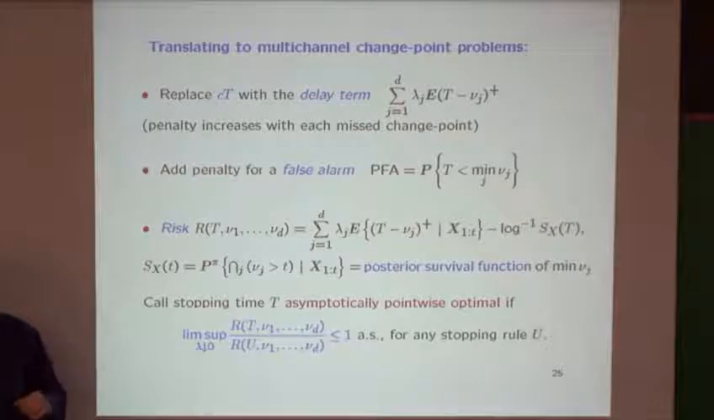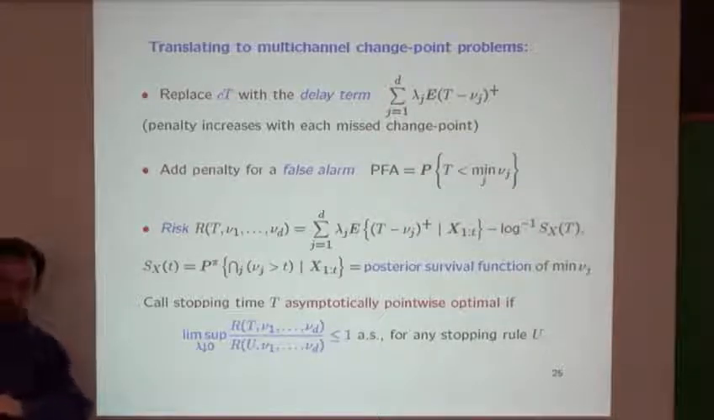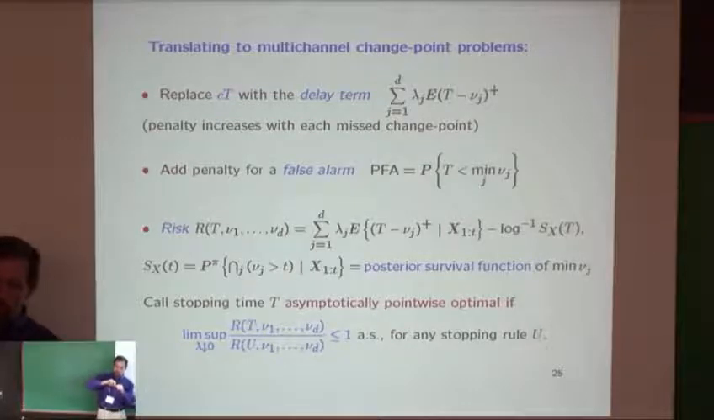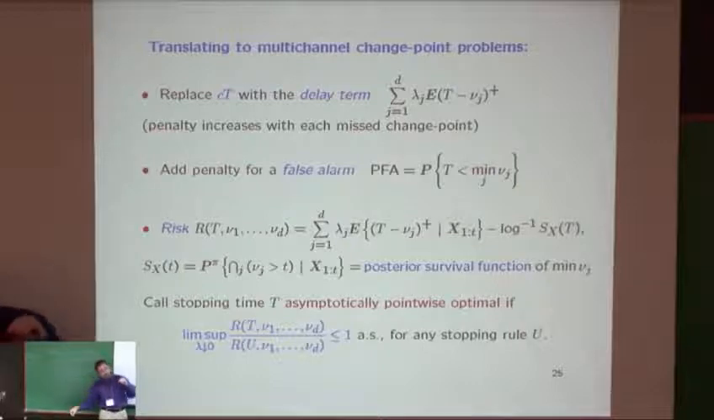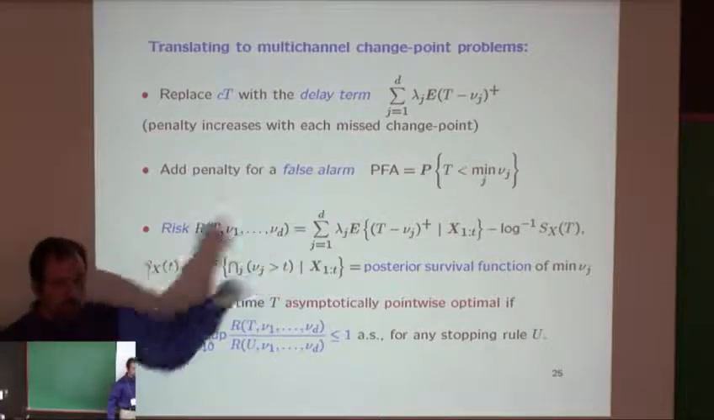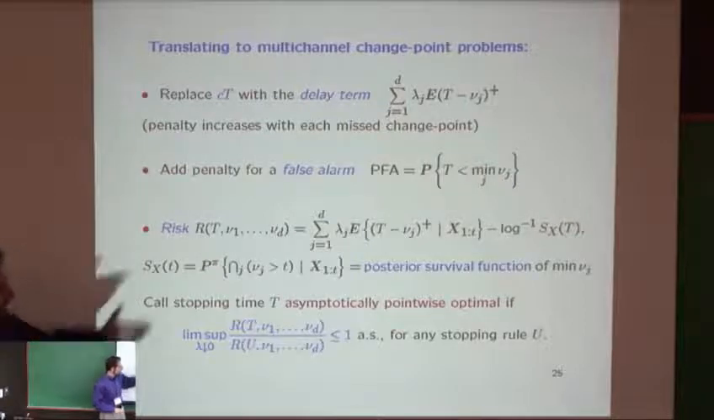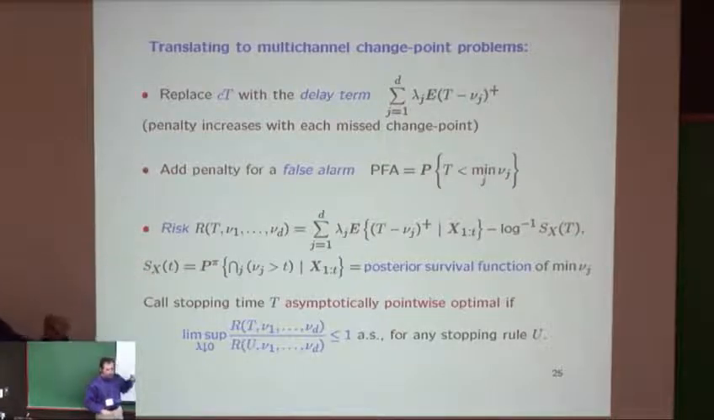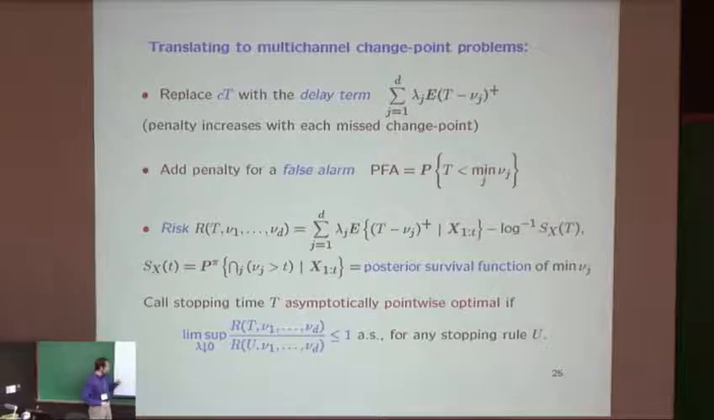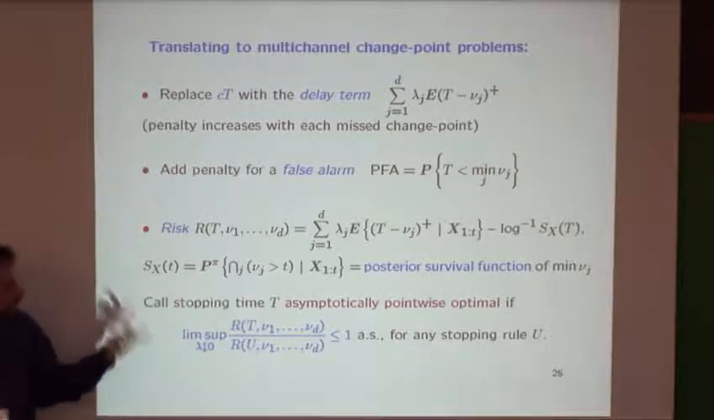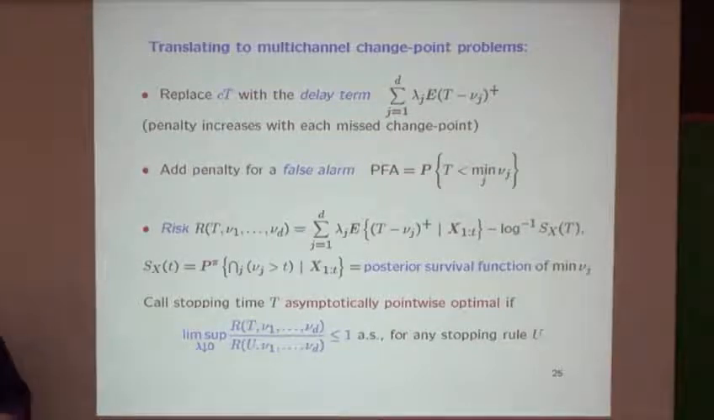Considering CUSUM, the popular sequential detection procedure. As the threshold increases to infinity, the mean delay increases linearly with it. The probability of false alarm decays exponentially. So taking a log, I'm putting this on the same scale. That was not the reason for choosing this risk. It was an afterwards explanation. But at least there is some reason. And then the stopping rule would be called asymptotically pointwise optimal if a similar limiting inequality holds.